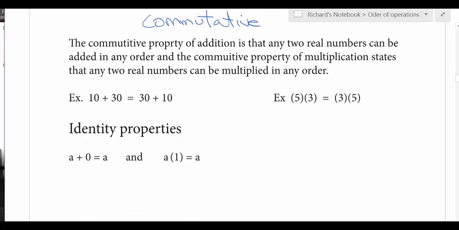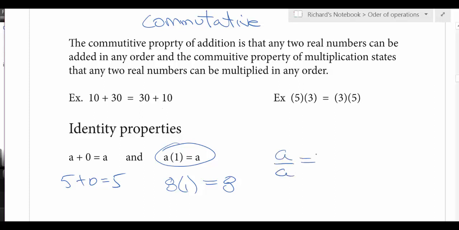A couple of other important things to note are identity properties. Anything plus 0 is the same thing. So in other words, 5 plus 0 is 5. Okay? And anything multiplied by 1 is the thing back. So 8 times 1 equals 8. This is a very important property. It looks kind of weird, but what we're saying is I've actually already used it. So anything divided by itself is 1. There's another way of saying that property.